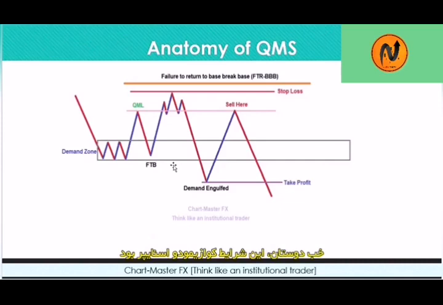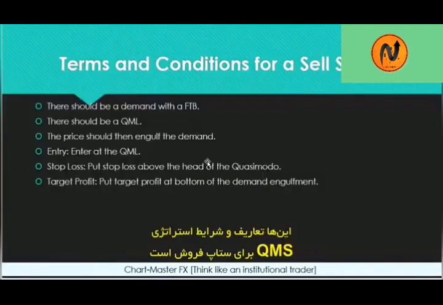So guys, this is the Quasimodo Snipper, as you can see. You put your stop loss just above the cap area. Remember, this is our cap area, and you put your stop loss just above here, and your take profit comes on the depth of the demand engulfment. So guys, this is the anatomy of the QMS. These are the terms and conditions for a sales setup of the QMS.